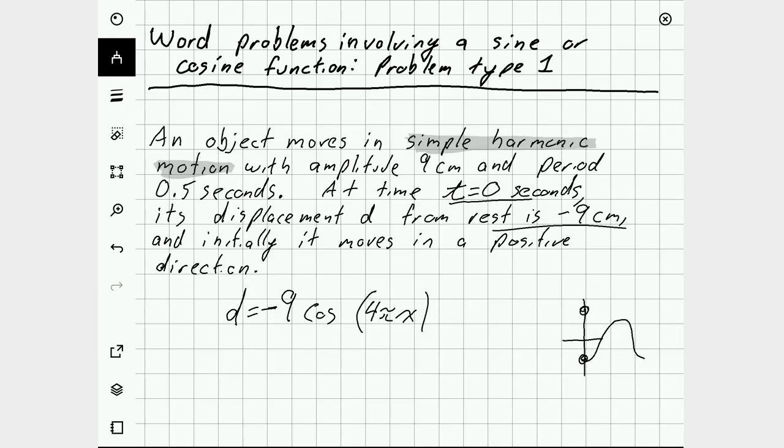This is an equation that has an amplitude of 9 centimeters. It has a period of 0.5 seconds. And if I plug in t equals 0, I get d equals negative 9, which is exactly what the problem setup tells me is supposed to happen. So there's my equation to model this situation.